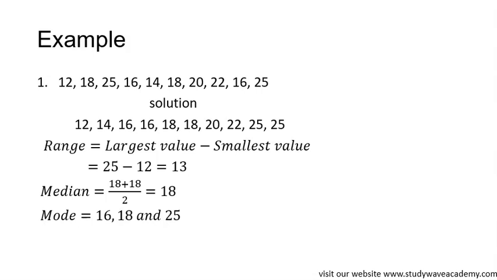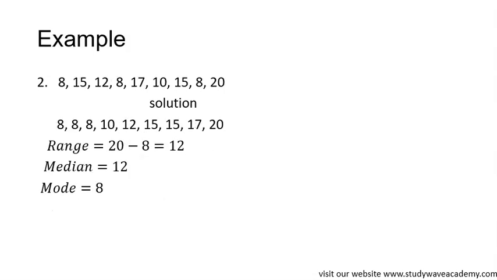So let's look at other examples to help us understand better. We are presented with these values, these numbers: 8, 15, 12, 8, 17, 10, 15, 8, and 20. So the first step is to do what when calculating the range, median, and mode? The first step is to arrange in ascending order, right? From the smallest to the biggest.